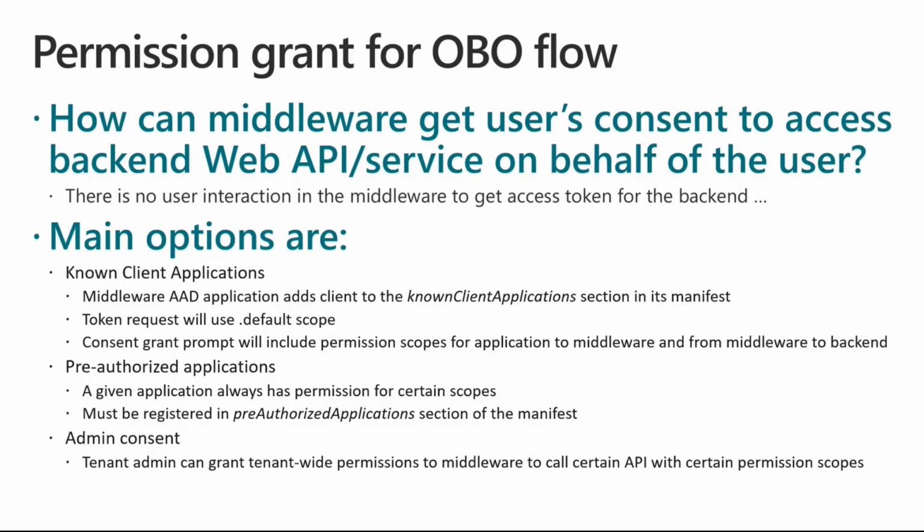Another option is to use the pre-authorized application section of the manifest, which will simply define what are the applications that are pre-authorized with a grant for some specific permissions. Or a third option that we have is the so-called admin consent, meaning that an administrator of our tenant, a tenant admin, will grant tenant-wide the permissions to the middleware to call a backend API, which is, for example, the scenario that I'm using in the demo that I'm going to show you right now.